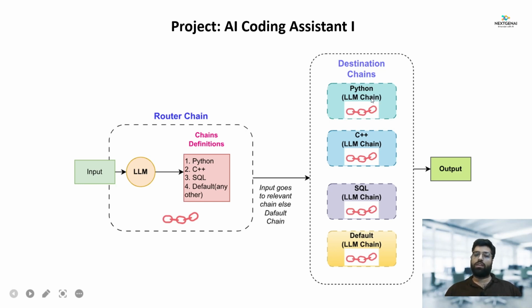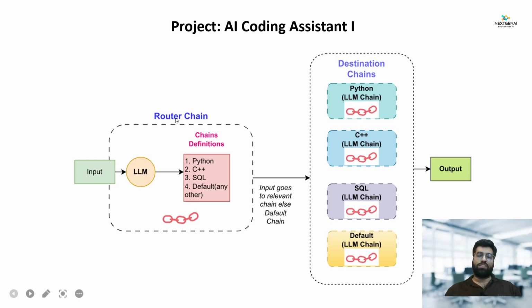The Python chain can only code in Python. The C++ chain can only code in C++. Similarly, if we have any given statement that you want to solve using SQL, then the SQL chain will work on top of it and give us the output.